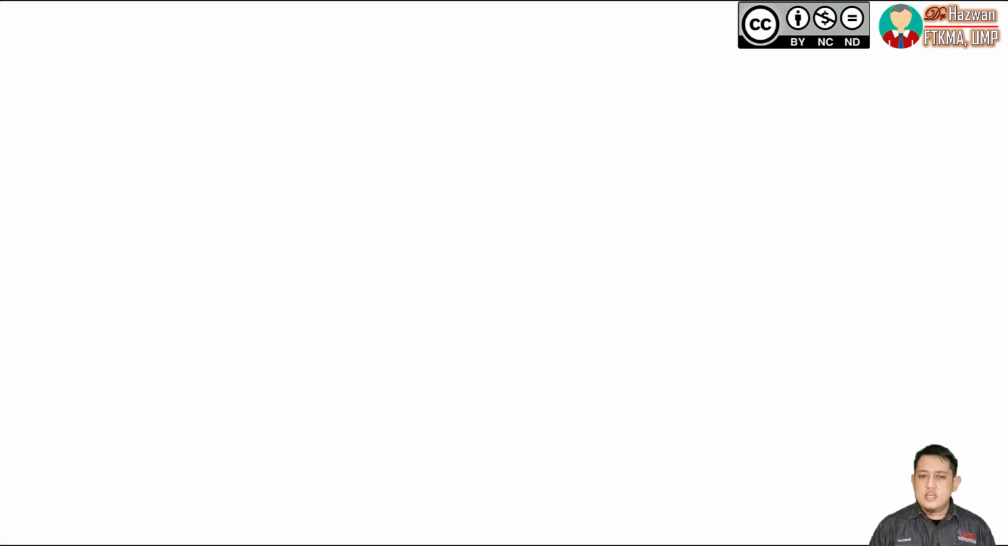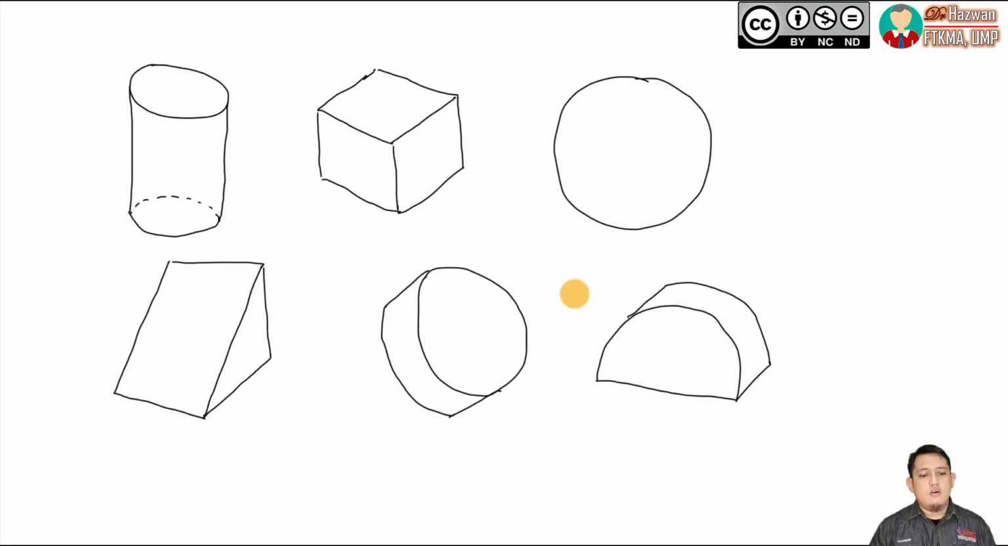First, let's take a look at these common 3D shapes here. We have a cylinder, a cube, a sphere, a rectangle, a circle, and a semicircle. How do we determine the centroid of all of these common 3D shapes? Okay, let me show you how.